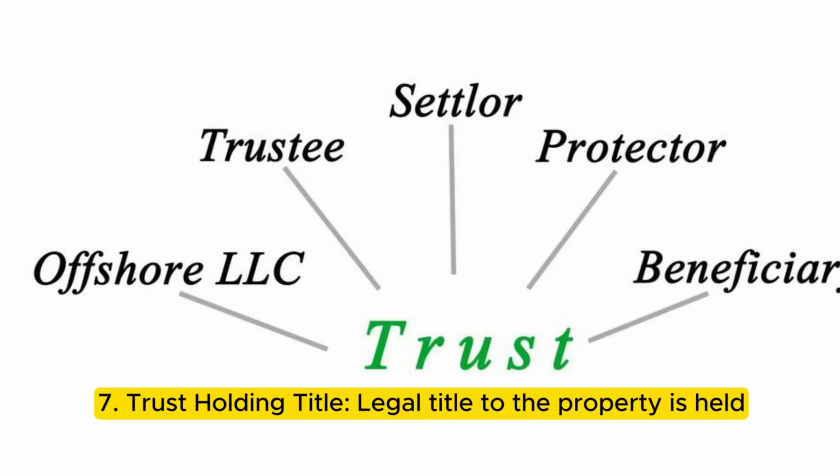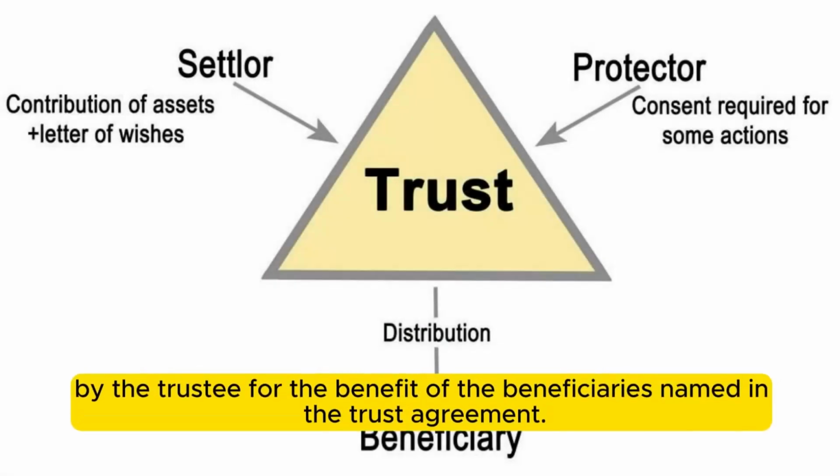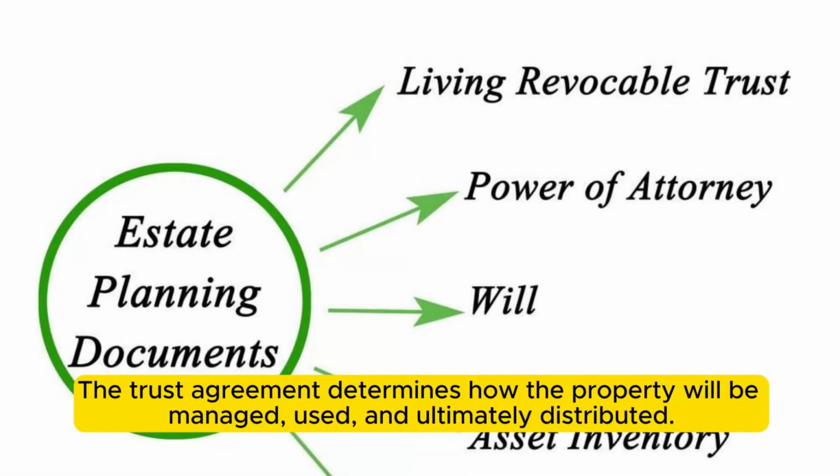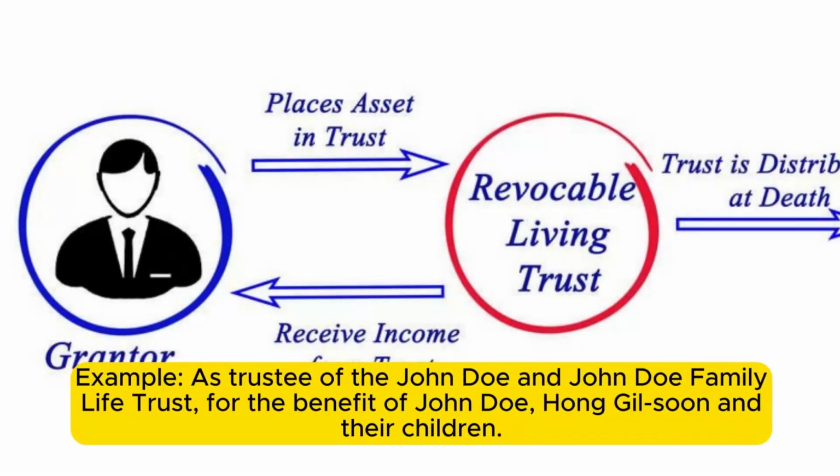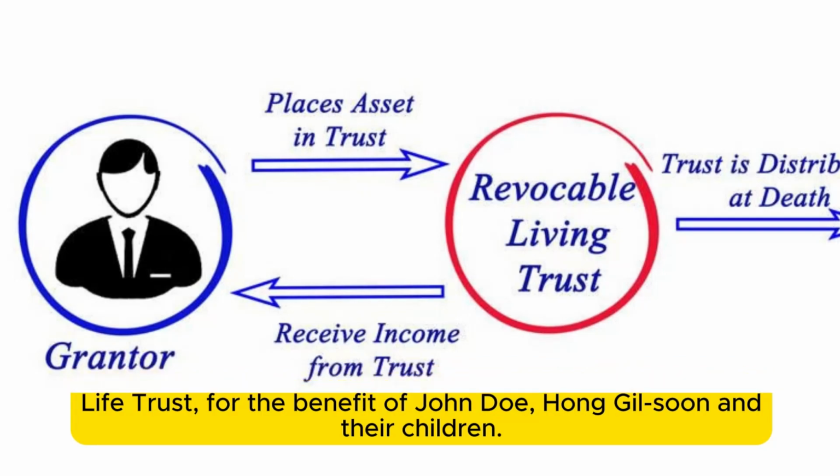7. Trust holding title. Legal title to the property is held by the trustee for the benefit of the beneficiaries named in the trust agreement. The trust agreement determines how the property will be managed, used, and ultimately distributed. Example: as trustee of the John Doe and Hong Gil Soon Family Life Trust, for the benefit of John Doe, Hong Gil Soon and their children.